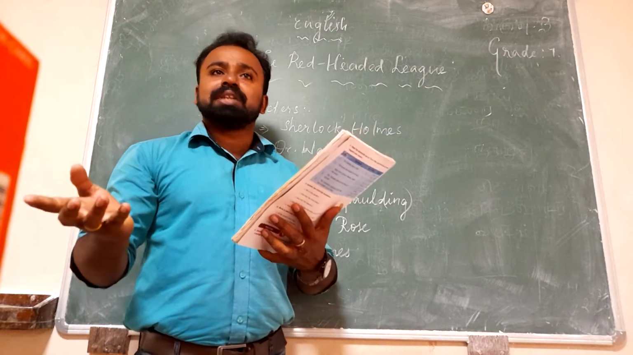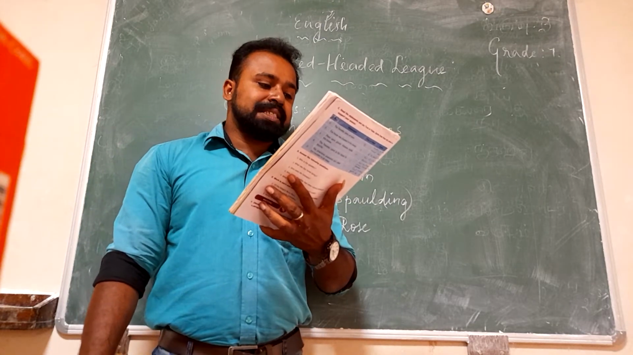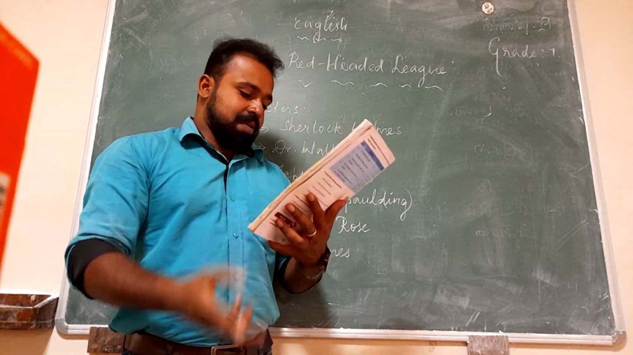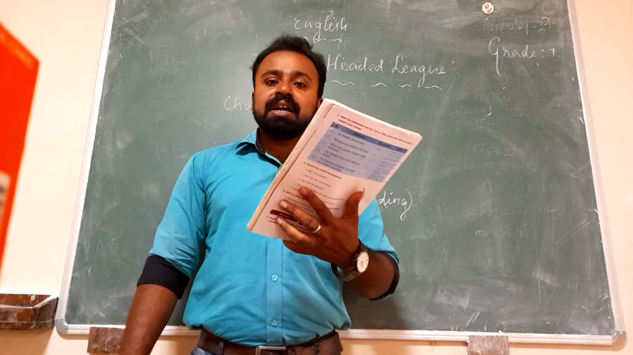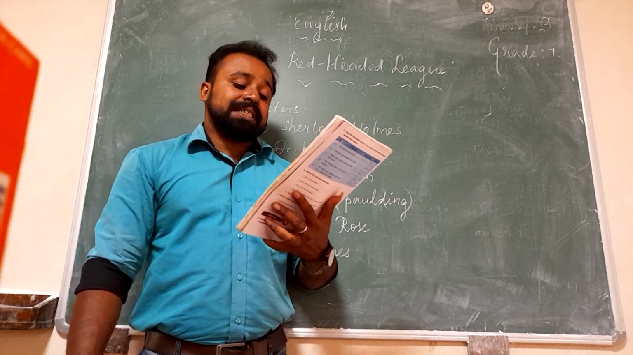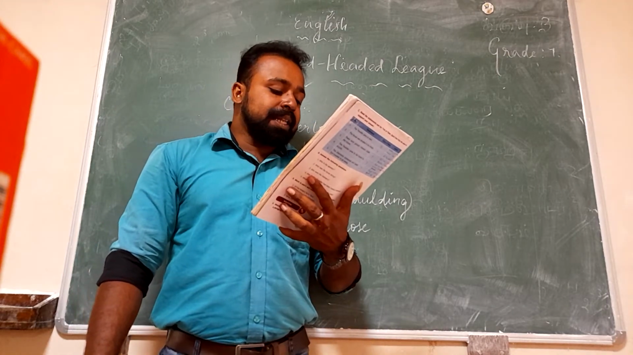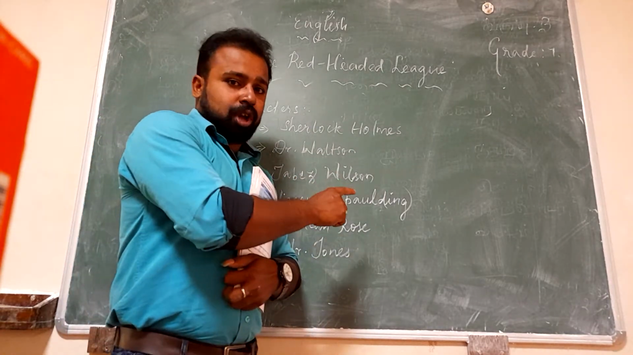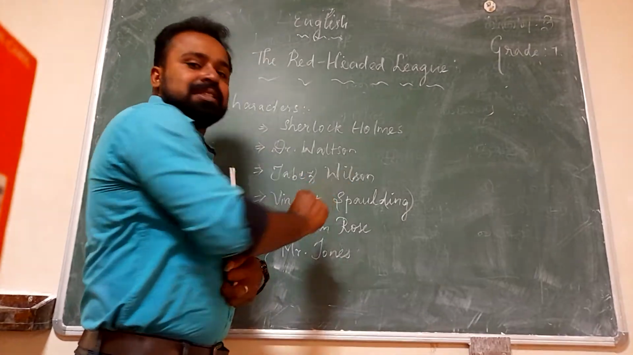Wilson says that he runs a pawn shop. Who is saying this? The shopkeeper is telling the story. He owns a pawn shop. Then one day his assistant Vincent Spaulding showed him an advertisement in the newspaper announcing an opening in the Red-Headed League. James Wilson is the owner of the pawn shop, and Vincent Spaulding works in his pawn shop.